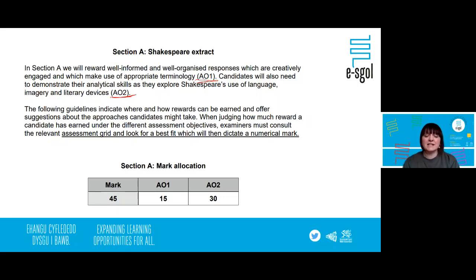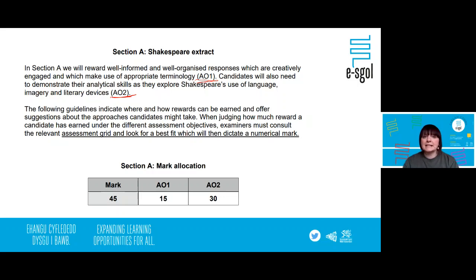And the question gears you towards it. The Shakespeare extract question does gear you towards that idea of analysis. Okay, it forces you to consider the language and literary devices that are being employed throughout the course of the play and the extract specifically.